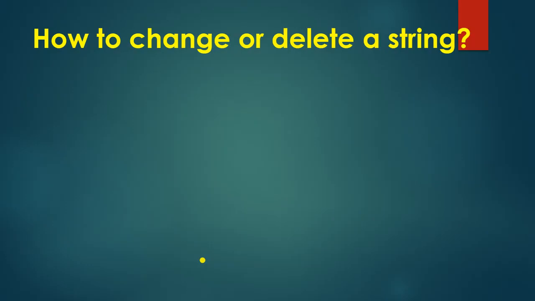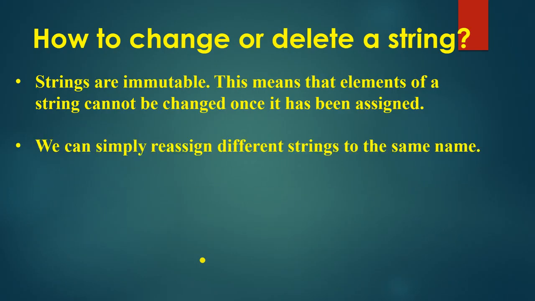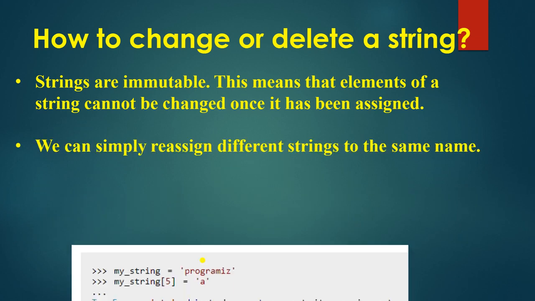In the previous class you learned what a string is. A string is a group of characters. If you write anything in single quotes or double quotes, that is a string. Strings are immutable. It means the elements of a string cannot be changed once they have been assigned. We can simply reassign a different string to the same name.